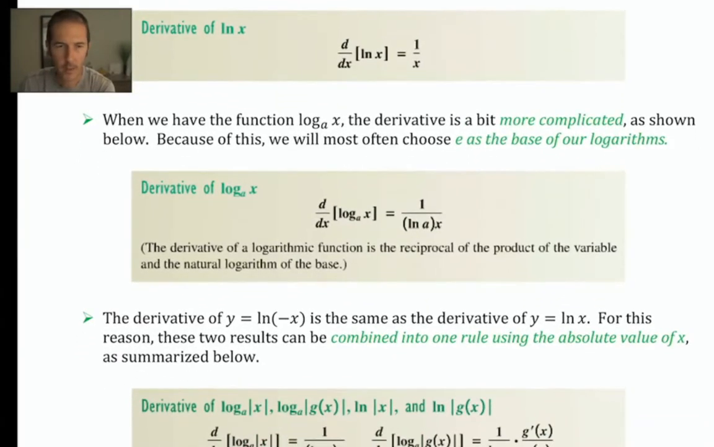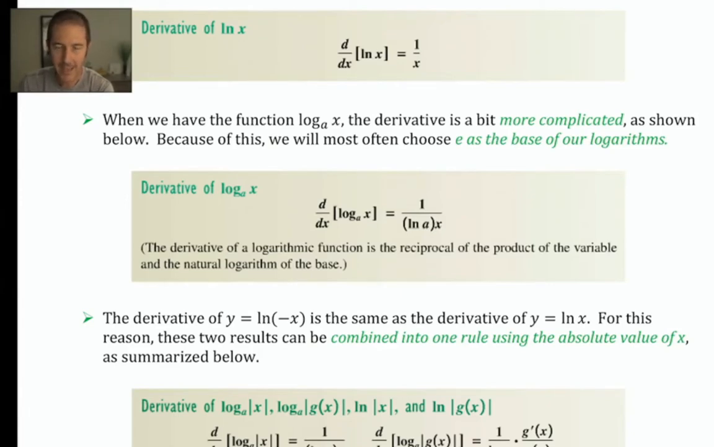And the second highlight here is, remember that the natural log is actually a logarithm that has a base of e. And so here, in this second box, we're seeing all the rest of the logarithms. So generally speaking, a log with base a is equal to not just 1 over x, but in the denominator you're seeing a multiple of the natural log of a.